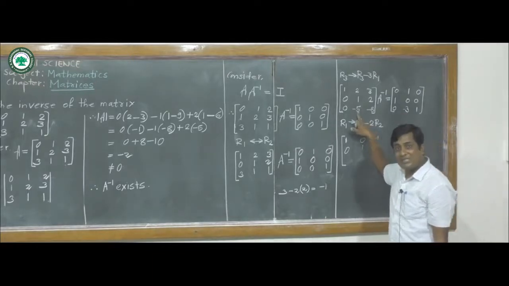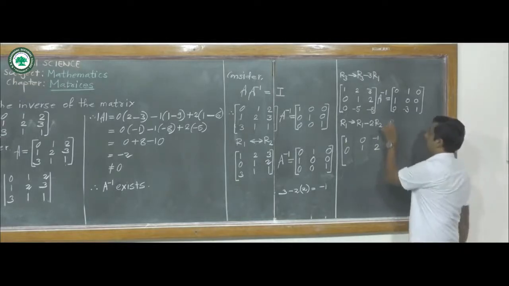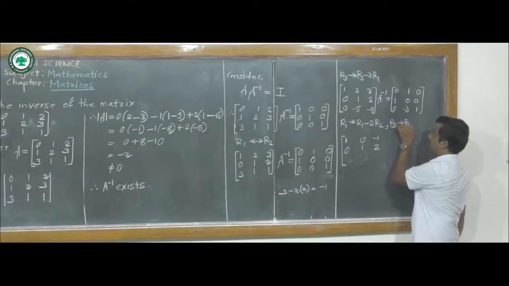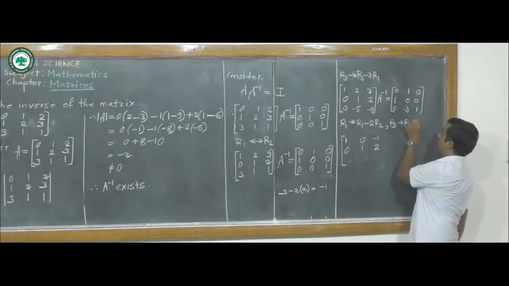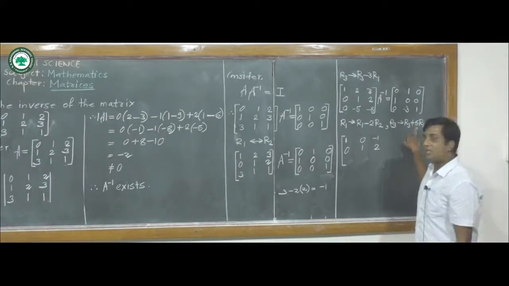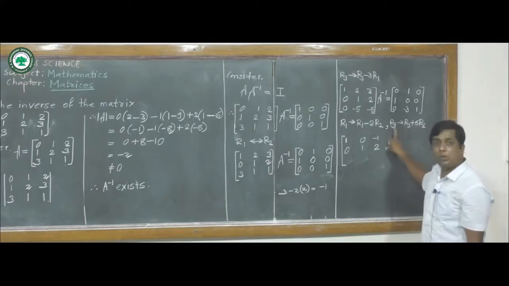And to reduce this 0, we perform the transformation here. The change is in row 3, and the change is row 3 plus 5R2. We multiply each element of row second by 5 and we add this with row 3. That is the change in row 3.